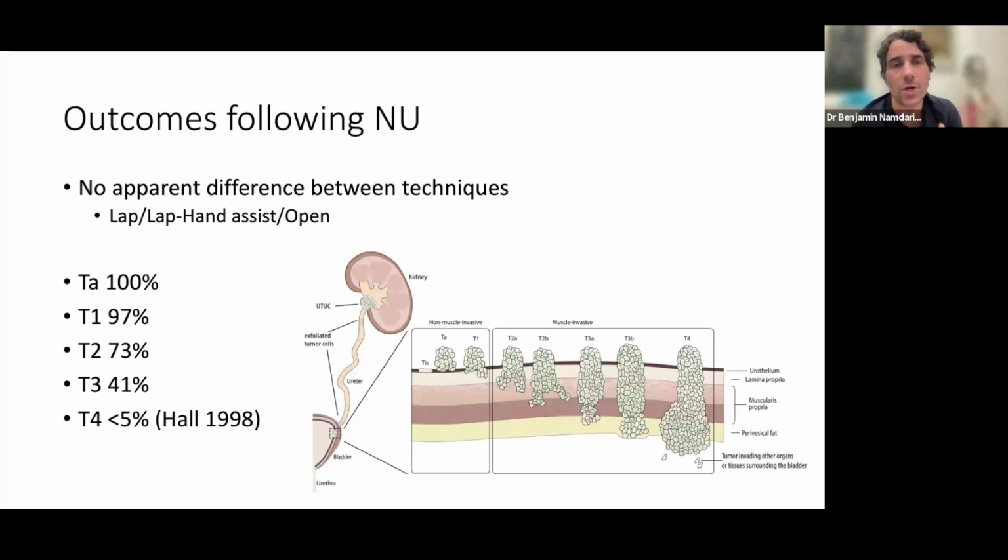Again, here, in terms of outcomes, there's really no big difference between the operative techniques, but once we get into T3, so that's through and into adjacent structures, then the outcomes really do decrease, and so does the long-term 5-year overall survival. But it does differ between the ureter and the kidney, as mentioned before, because you've got that buffer of kidney.